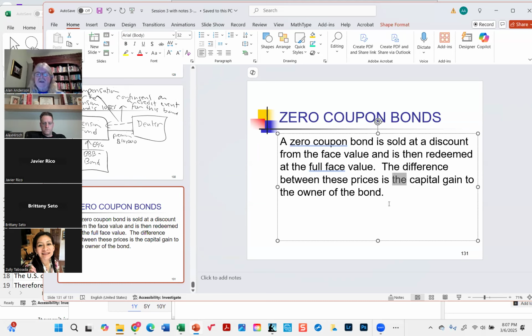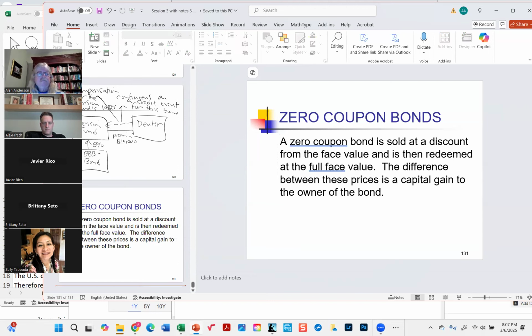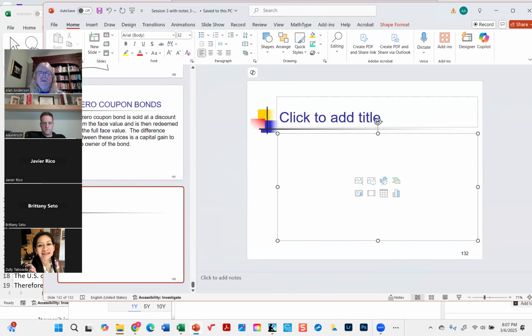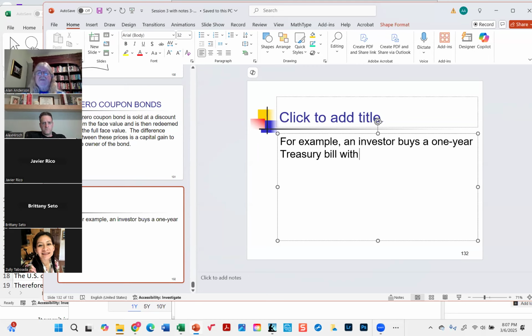And so let's say, just quickly, for example, an investor buys a 1-year treasury bill. This is how treasury bills are set up in the market. An investor buys a 1-year treasury bill with a face value of $1 million and pays, let's say, $980,000 today for this treasury bill.